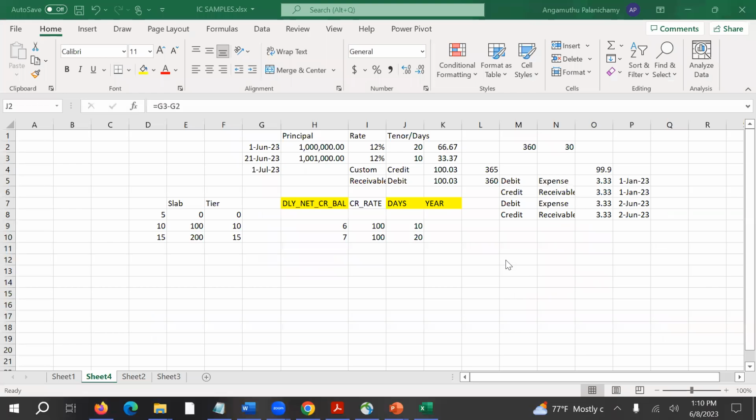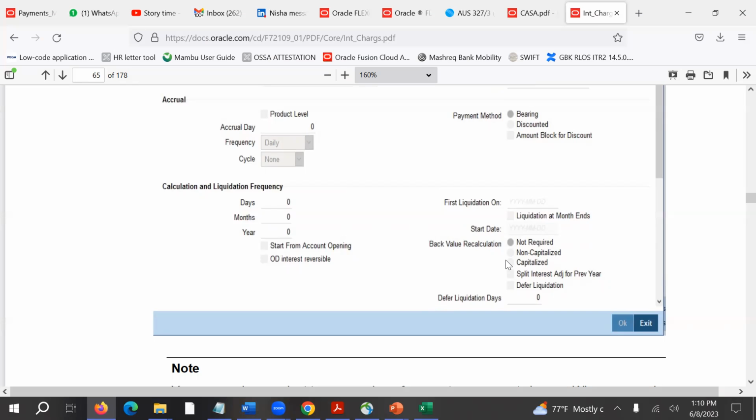How many days backdated is possible? See, for back recalculation there is no restriction on how many days. But again, you have the effective date at the product and the effective date at the account. Let's say I opened the account only in the middle of March, and I'm doing the back-validated change for January, then for that account it will be only 15 days.